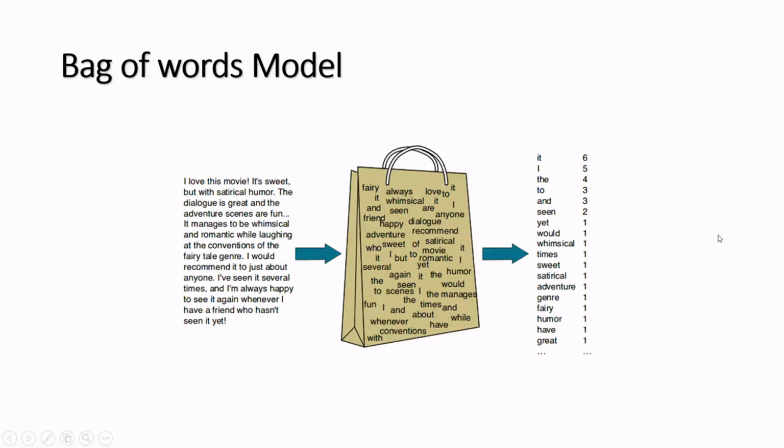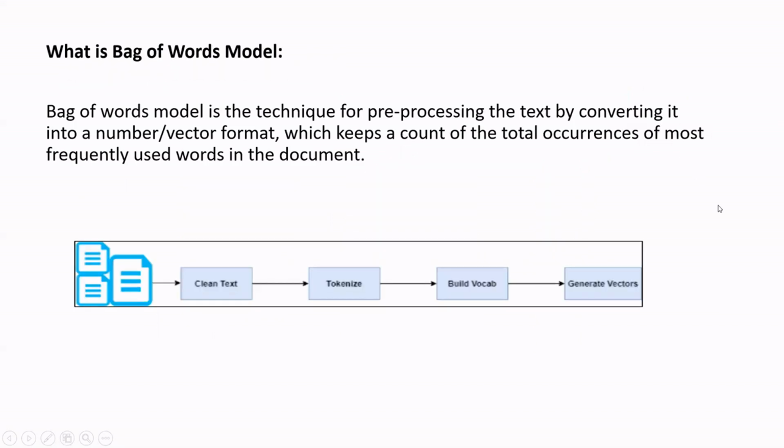And next, coming to the bag of words model. In chatbot development, we used the bag of words model. What is the bag of words model? Here, the bag of words model is a technique that pre-processes the text by converting it into a vector format so that it keeps a count of the total occurrences of the most frequently used words in the document. And this model is mainly visualized using a table which contains the count of words corresponding to the word itself.